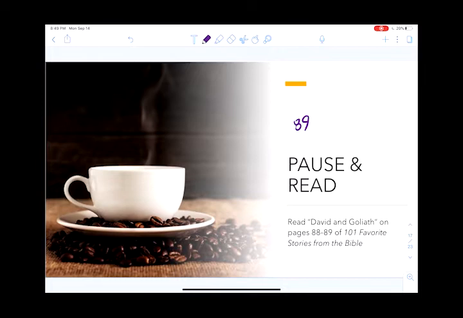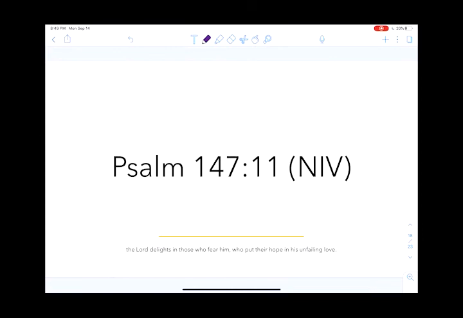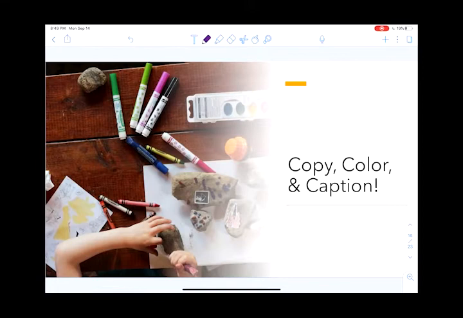Pause the video and complete it if you have to. Next, copy Psalm 147:11 and memorize it by the end of this lesson. The Lord delights in those who fear him, who put their hope in his unfailing love. Next, copy the picture on page 89. Color it in, then copy the caption from page 89. After you're done, you may move on to the next lesson.